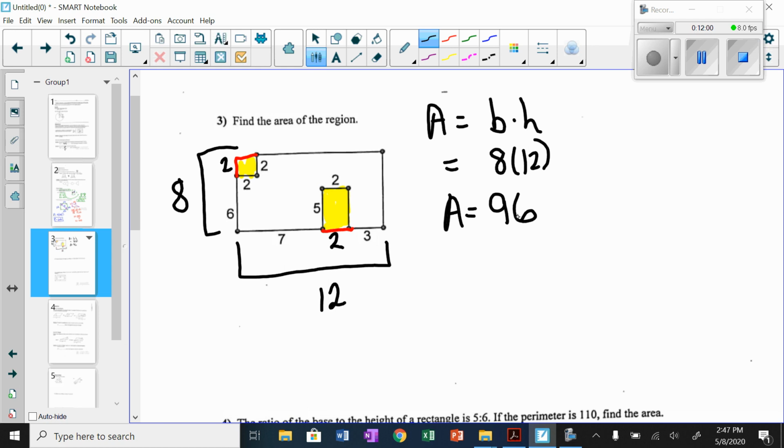Now what we want to do is subtract out those holes, those yellow areas. So the area of the square is 4, the area of this rectangle is 10. So the area is going to be 96 minus 14, which gives us, once again, 82 squared.